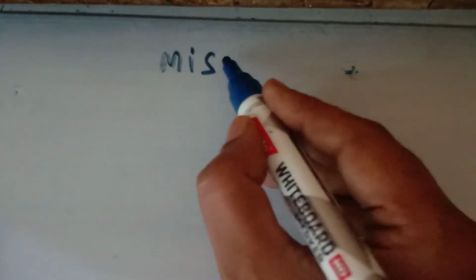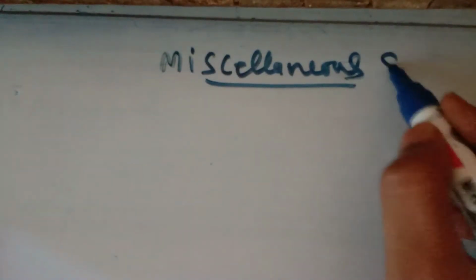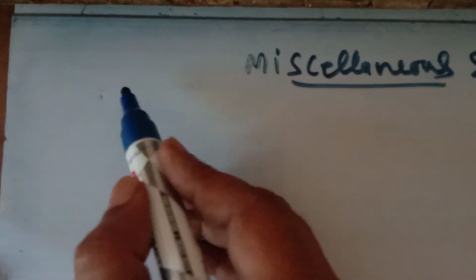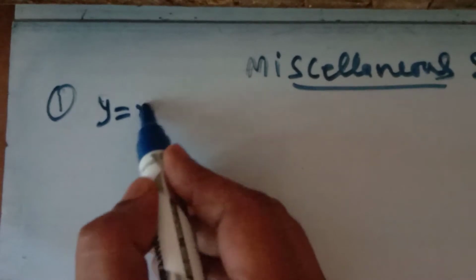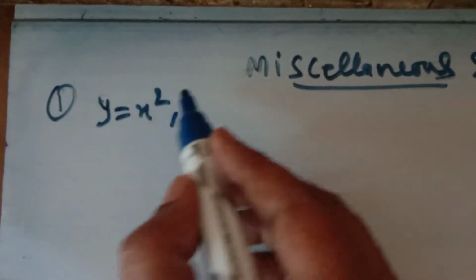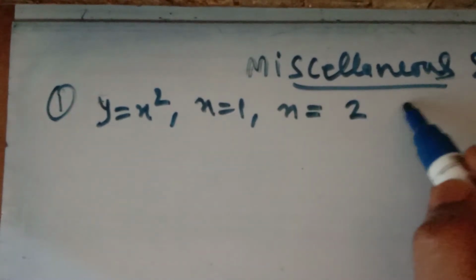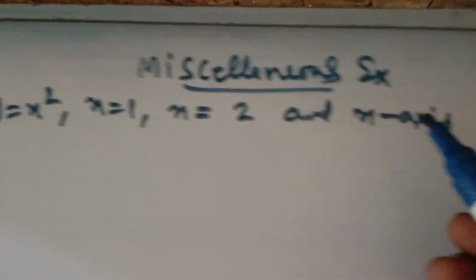Now we are starting with the miscellaneous exercise. The first two to three questions are very easy. The first question says that you have to find the area under the given curves and the given lines. The first part of it is y = x squared, and x = 1, and x = 2, and the x-axis. You have to find the area bounded by these.